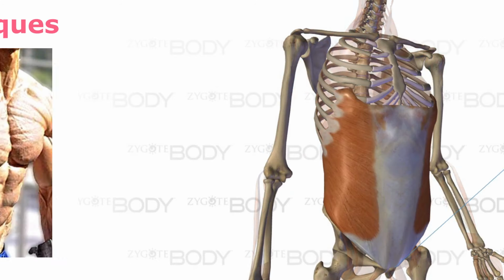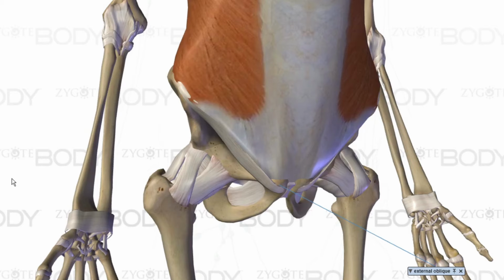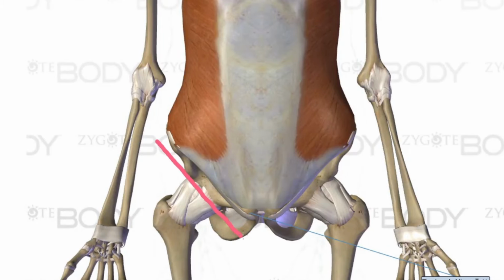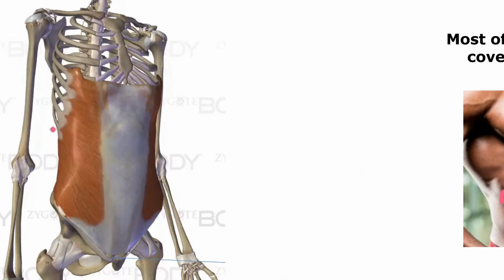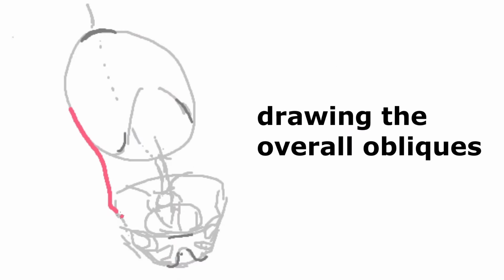Let's start with the front. At the front we have the external obliques. They're attached to the pelvis and some of the ligaments. These ligaments are what makes it appear sort of V-shaped. They go pretty far up and are attached to the ribcage. For the obliques, we can just kinda connect them from the ribs down to the pelvis and the ligaments.